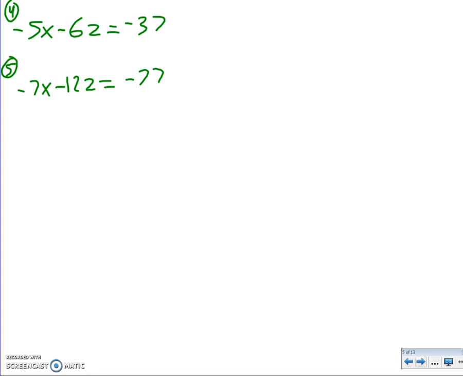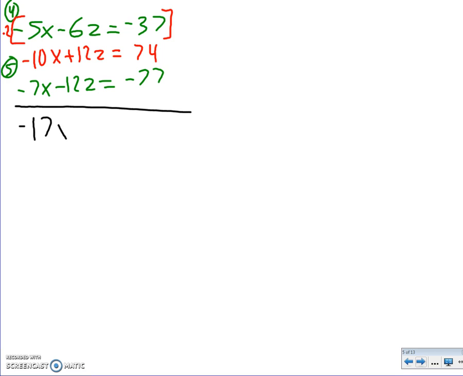So now I'm going to choose to get rid of the z's. I have to multiply this first one. And remember, I have to make the numbers match with opposite signs. So I need to make it positive 12, so I multiply by negative 2. That gives me negative 10x plus 12z equals positive 74. So using those two, I'm going to do elimination, add straight down. Negative 10x minus 7x is negative 17x. Positive 12z minus 12z is 0. Cancel out like normal. And 74 minus 77 is negative 3.